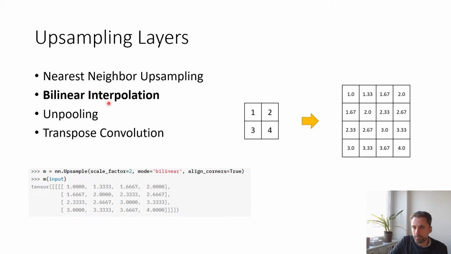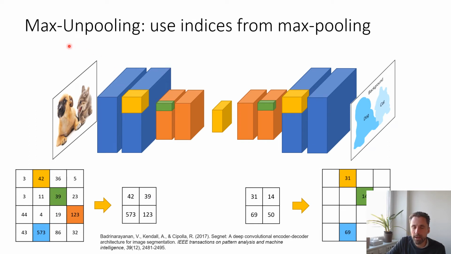To be honest, I think the most popular or most common versions are nearest neighbor upsampling followed by convolutions, but I may be outdated already. Okay, so the next two are Max-Unpooling and Transpose Convolutions. Let's have a look at Max-Unpooling.